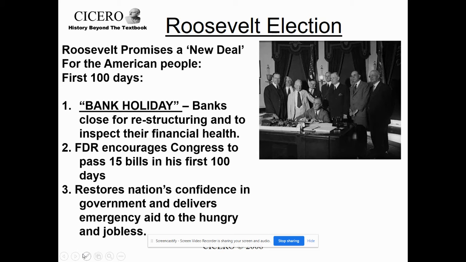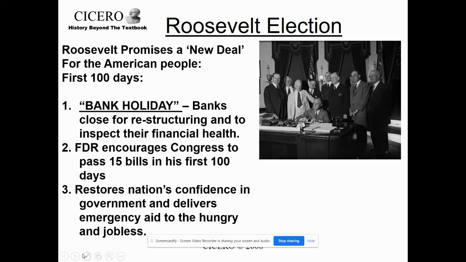Remember that banks had been failing. People had lost their confidence in putting their money in the bank. So he orders them to close for 5 days for restructuring, to get some stimulus money from the government, and also to institute some legislation like protection for bank deposits. So Roosevelt realizes if banks aren't operating, the economy cannot recover. So that's his very, very first priority.